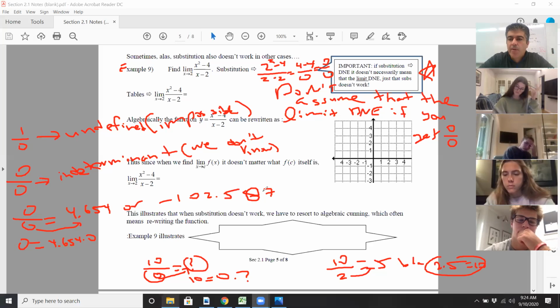So 0 over 0, it's not necessarily undefined. It's just vague. We just don't know. So that's why you can't give up if you get 0 over 0 when you do substitution. It's indeterminate. So it just means substitution doesn't work. So we've got to try something else. So that's just a little bit of a number theory discussion.